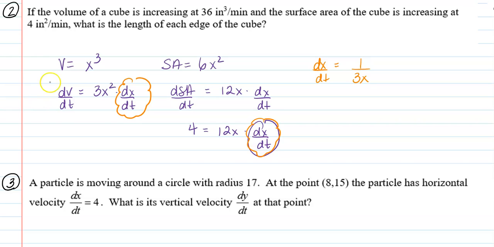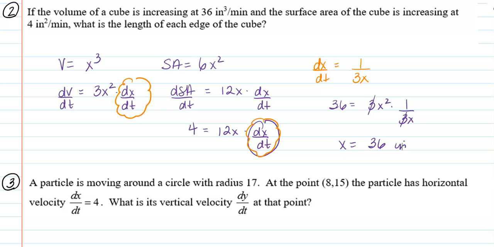So then that gets substituted in over here into my volume derivative. We can also replace dv dt with the 36. And now we solve this equation. So my 3's cancel. X squared over x is going to become x. So x is equal to 36 inches.